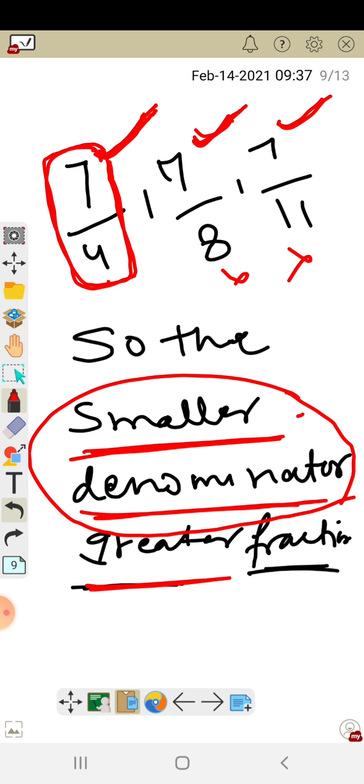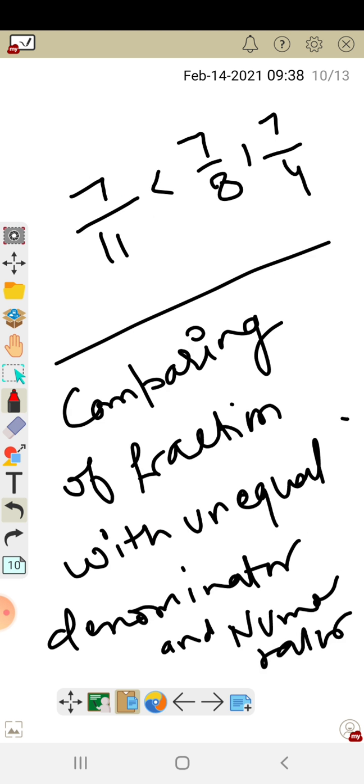This condition only applies where the numerator is equal in all three cases. You can see 7, 7, 7. Now come to the next, comparing fractions with unequal denominator and numerator.